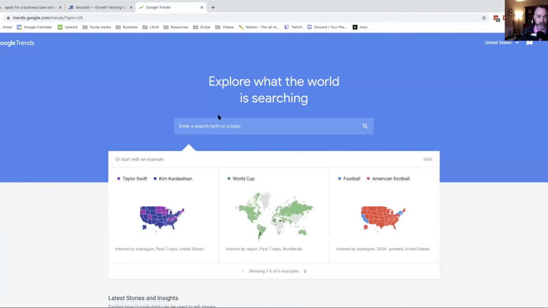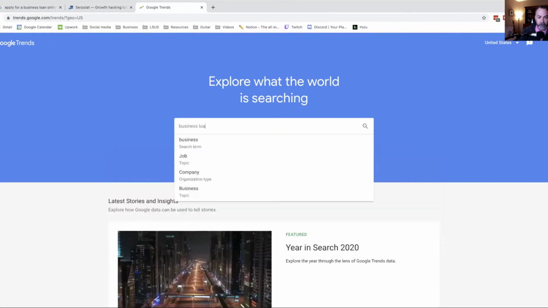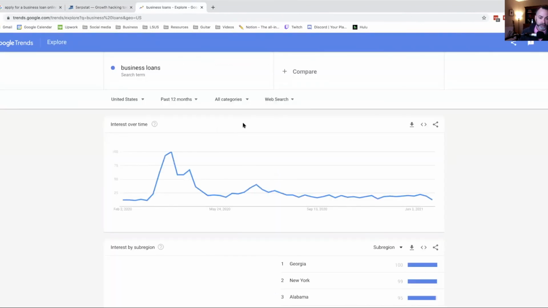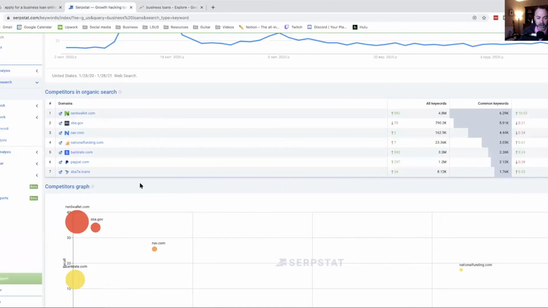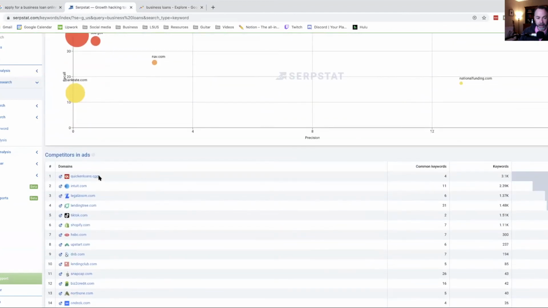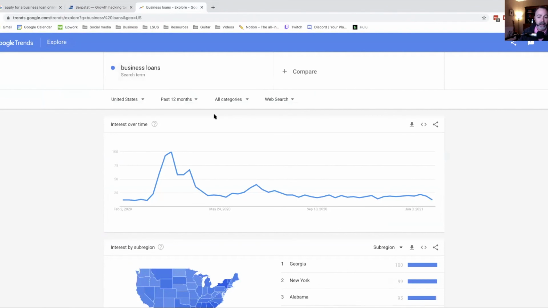Okay, so I've gone to Google Trends, and it's got a keyword in here. I'm going to do business loans, just like we did before. Now look, this is identical to what was in SERPstat, and that's because SERPstat pulls from Google. So there's the beauty of free software like Google Trends. If you don't have something like SERPstat, notice SERPstat gave me a little bit more information, right? Here's some competitors and ads and things like that I'm not going to see from here, but this still works. So this is something you can use.